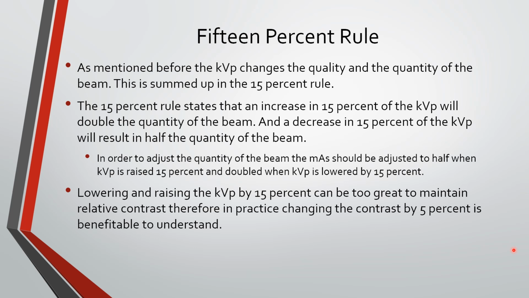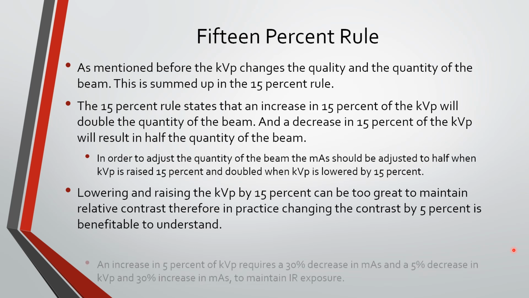Lowering and raising the kVp by 15% can be too great to maintain relative contrast. Therefore, in practice, changing the kVp by 5% may be beneficial to understand. So we're going to change the contrast. I hope that's clear. We have the potential of changing the contrast of the image by changing the kVp because there's going to be more of that transmission or absorption, or less occurring, okay, as we change the kVp. So changing the kVp by 15% might be too great of a change. Okay, so a 5% change may be beneficial.